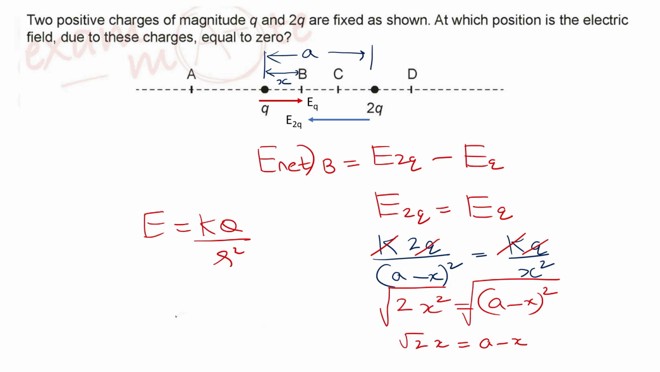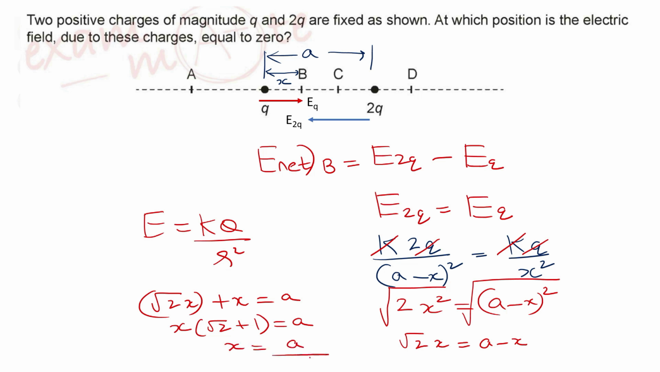Let us make X as the subject from this expression. So we'll get root 2x plus X equals to A. We'll make X as common. In the bracket, we'll get root 2 plus 1. And if we make X as the subject, we will get A upon root 2 plus 1 as our answer.